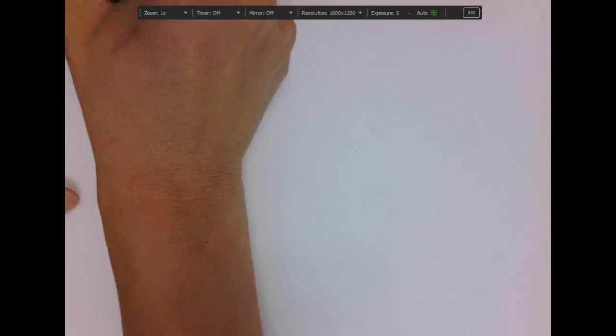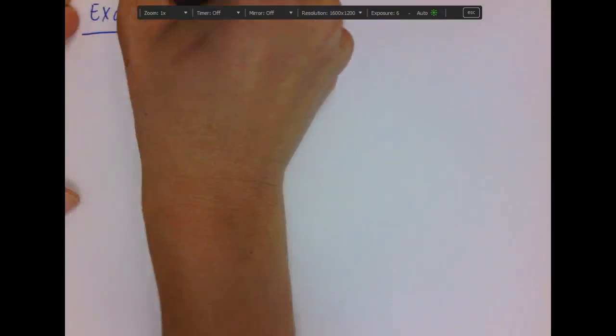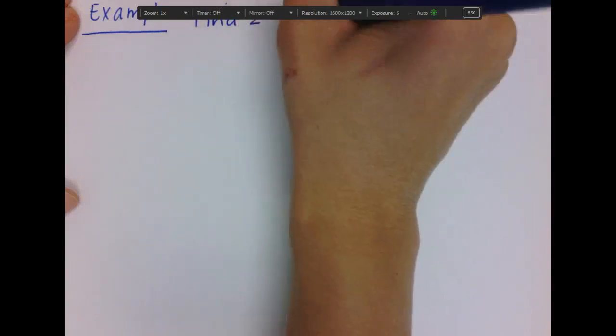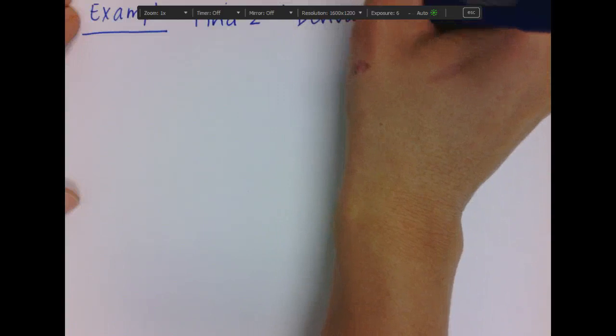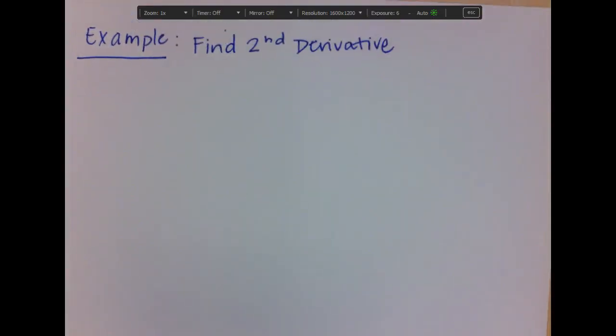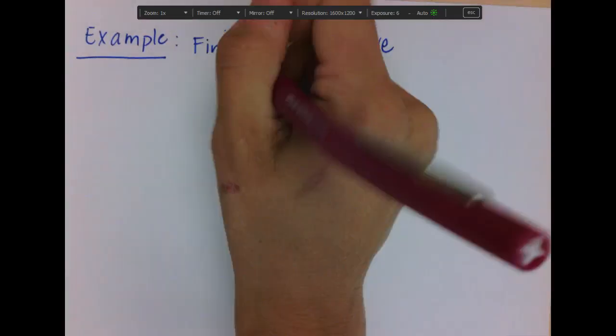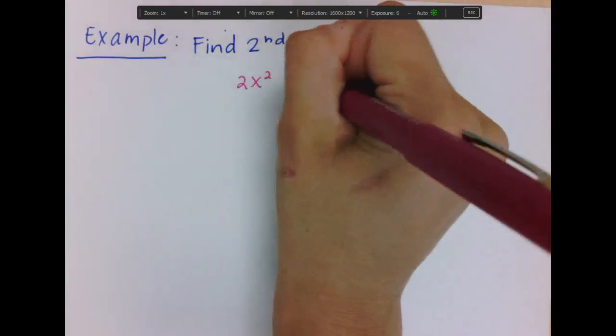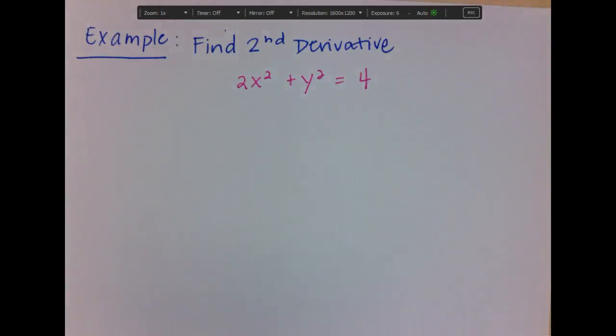Alright, I'm going to finish off here with a second derivative using implicit differentiation. So I'm looking to find the second derivative. And here's my example. Another non-function with x's and y's. And so of course, in order to find the second derivative, I need to find the first derivative.